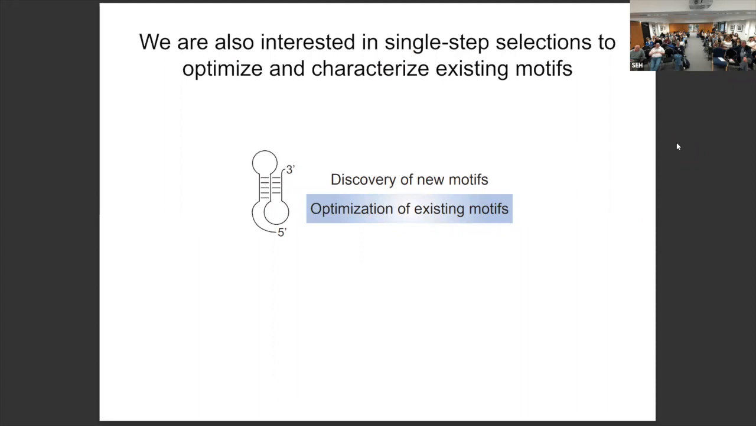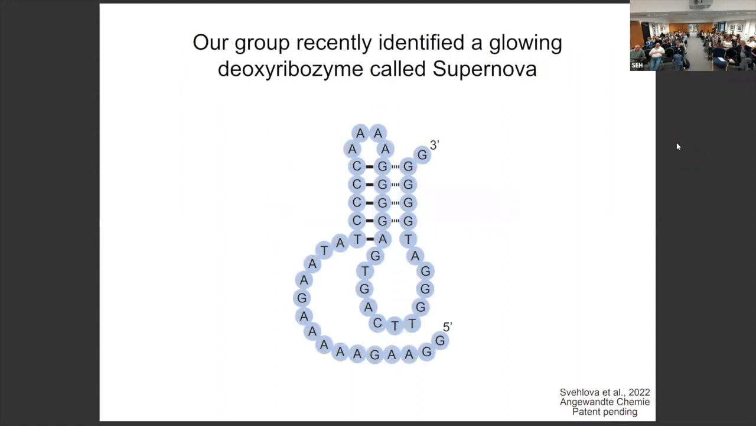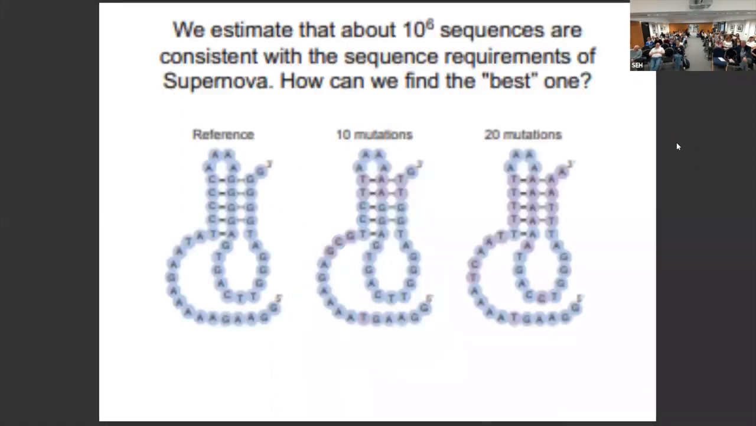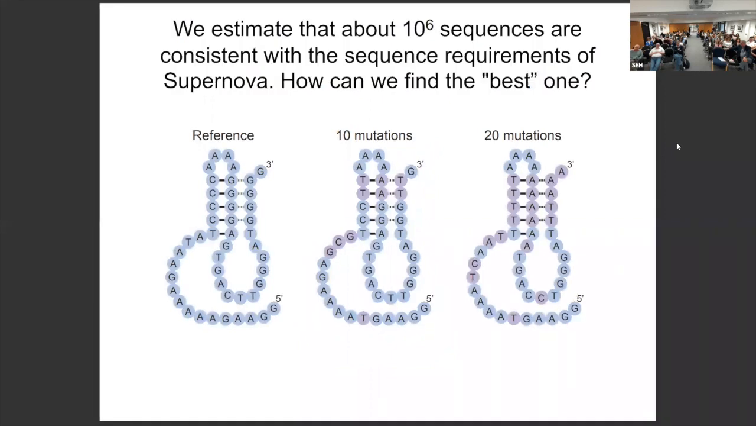In addition to using this approach to try to discover new motifs, we're also interested in using it to try to optimize existing motifs. So to introduce this topic, I want to show you once again the secondary structure of this chemiluminescent deoxyribozyme, Supernova. We've spent a lot of time characterizing the sequence requirements of Supernova. Based on this analysis, we think that there are maybe something like 1 million sequences that are consistent with these sequence requirements. And what we're particularly interested in is figuring out how to identify the very best one with respect to, for instance, catalytic efficiency.